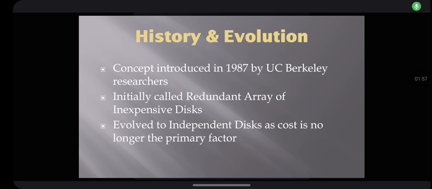And next we see the history and evolution of RAID. The RAID concept was introduced in 1987 by researchers at UC Berkeley. Initially it was called Redundant Array of Inexpensive Disks as it focused on using low cost hardware. Over time, as disk cost fell and reliability became more important, it evolved to independent disks, as cost is no longer the primary factor.